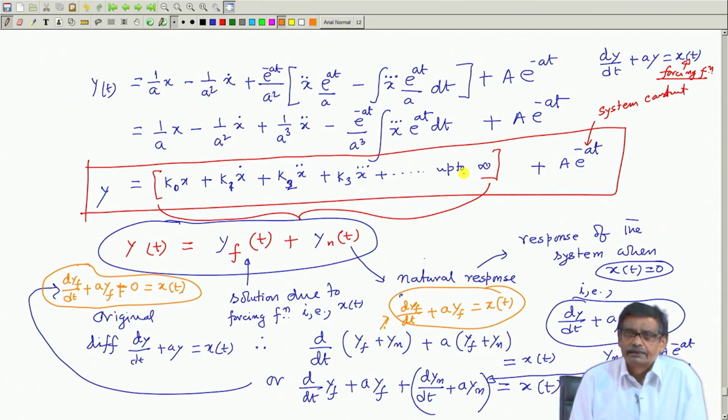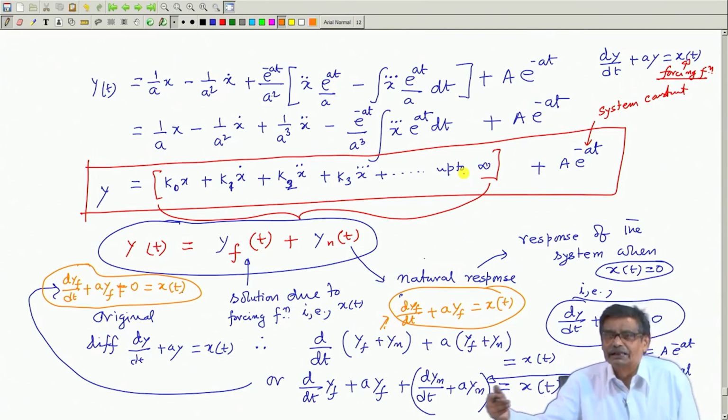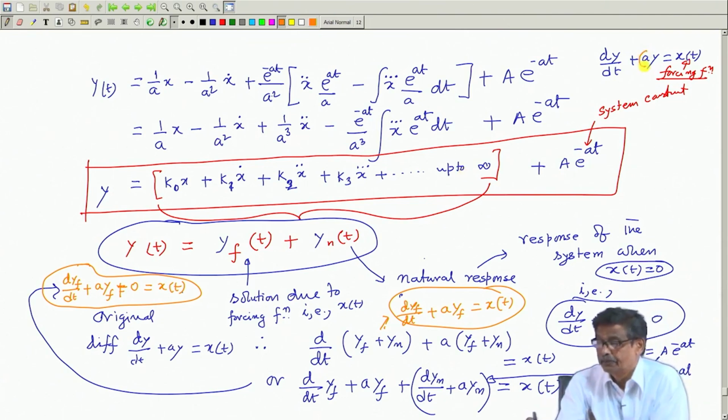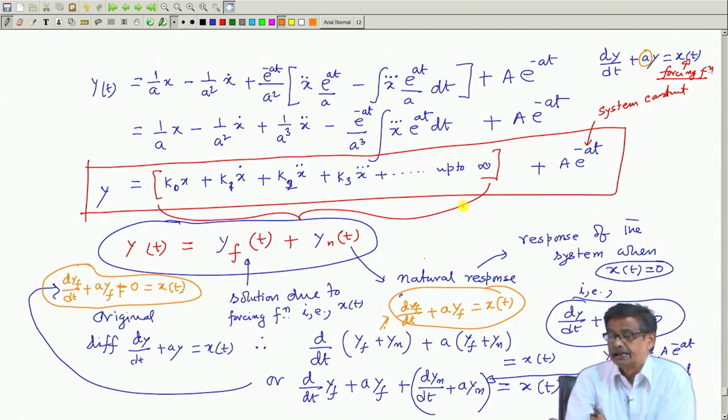For example, t square, t, then a constant, after that all differentiation should be 0. So, the linear combination of the forcing function and its higher order derivatives is responsible for the solution due to the forcing function, this part. And the natural response is of course a system property which is decided by this term, minus a t, whatever coefficient is there, some constant into e to the power minus a t.